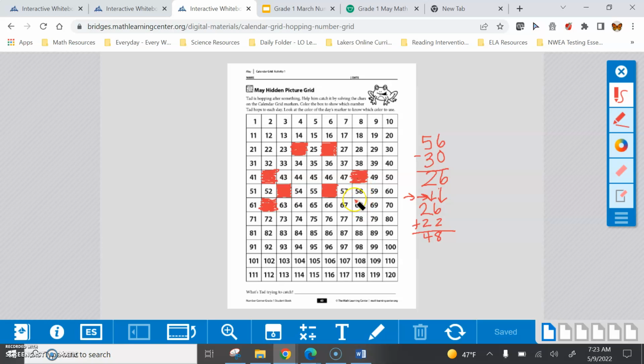When we go down 2, we end up on the number 68. So I'd like you to color in the number 68. 68, please. So 68 is colored in now. I'll give you a moment. Of course, you can pause the video at any time to make sure you have the book and have everything you need.